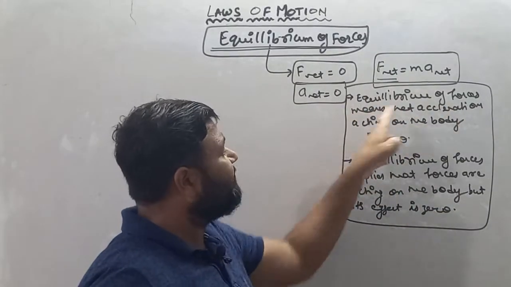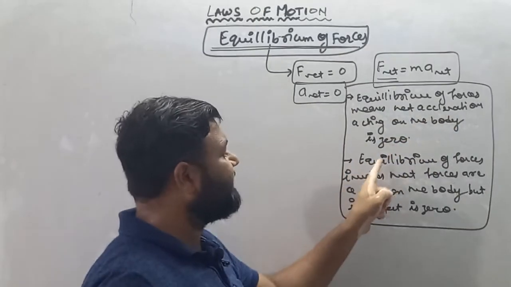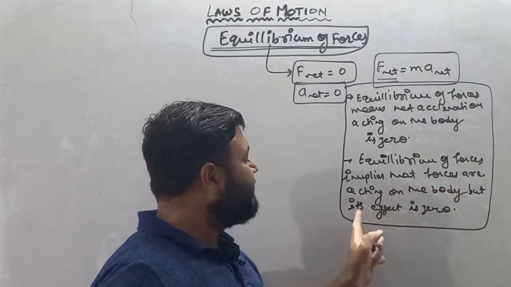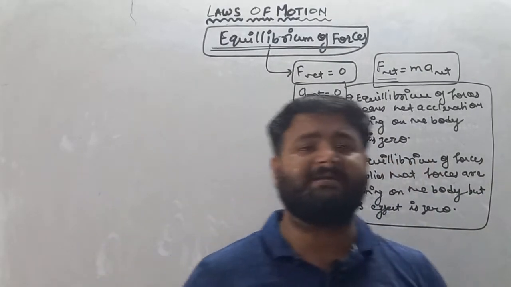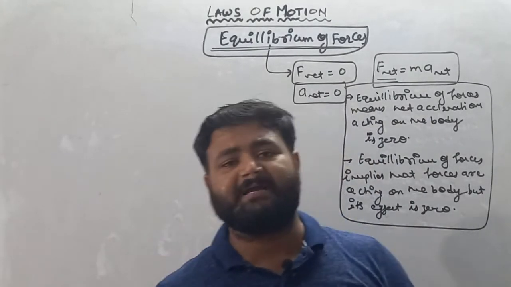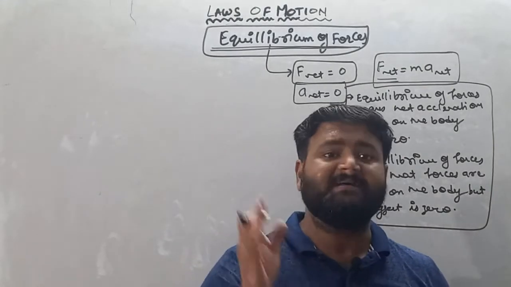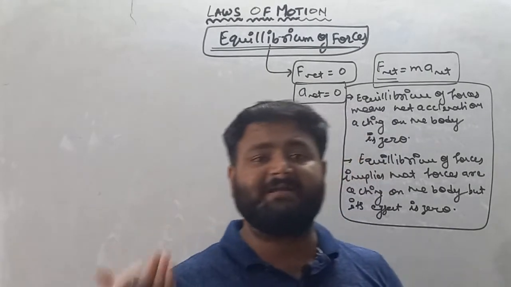So equilibrium of forces means net acceleration acting on the body is 0, or we can say equilibrium of forces implies that forces are acting on the body but their effect is 0. It means forces are equal in magnitude and opposite in direction. So if forces are equal in magnitude and opposite in direction, then they cancel out their effect, that is, the body remains at rest unless it acquires a net force.